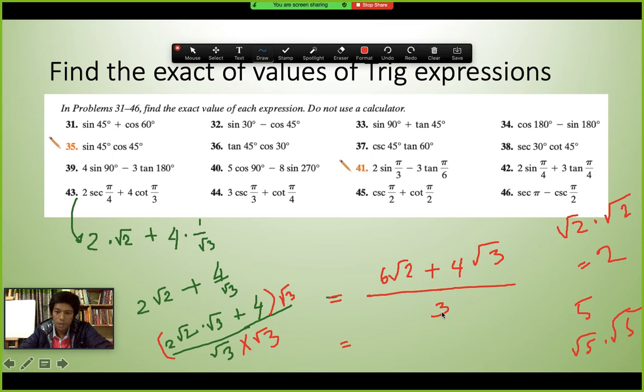They have separated this one more line. 6 root 2 divided by 3 plus 4 root 3 divided by 3. So this 3 and this 6 we can cancel out. So it will be 2 root 2 plus 4 root 3 divided by 3. Okay. So this is also one way to write the answer.